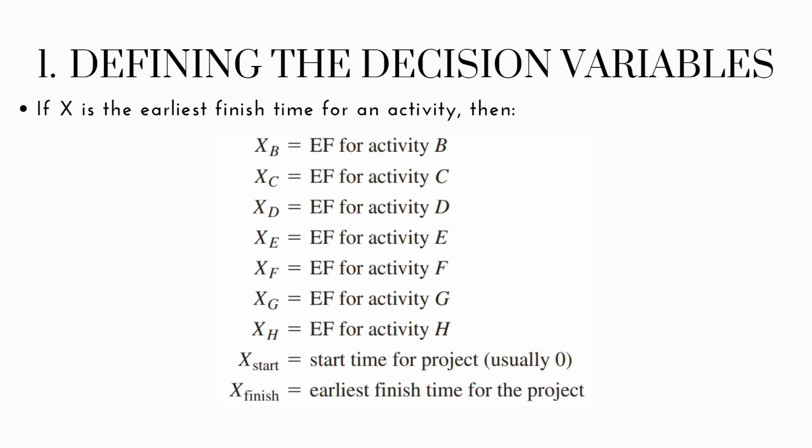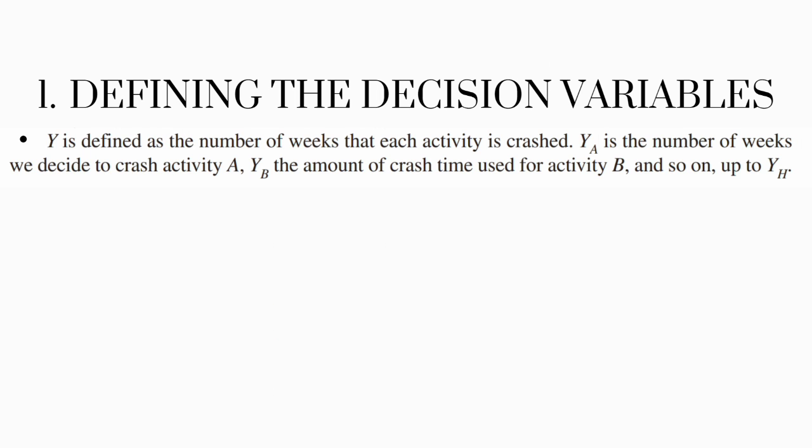First step is defining the decision variables. If x is the earliest finish time for an activity, then we can say that x sub A is the earliest finish time for activity A, x sub B is for activity B, and so on until activity H. Then we have x sub start, which is the start time for a project, usually 0. And then x sub finish is the earliest finish time for the project. Y is defined as the number of weeks that each activity is crashed. Y sub A is the number of weeks we decide to crash activity A. Y sub B is for activity B, and so on up to y sub H.